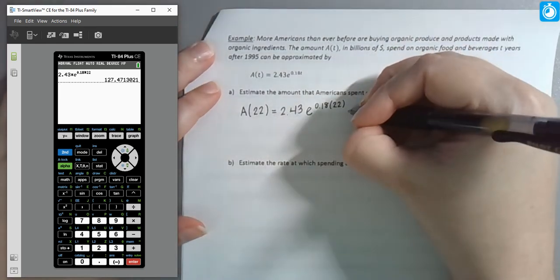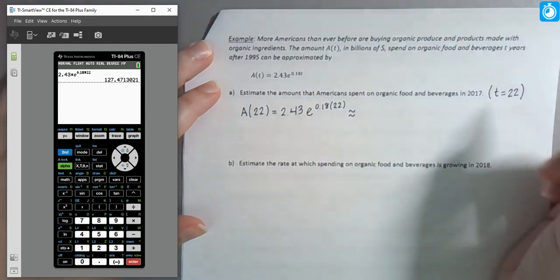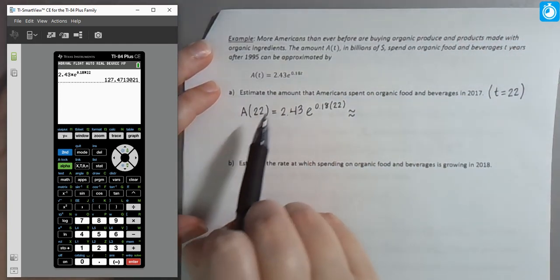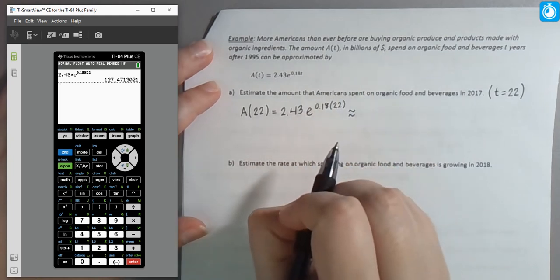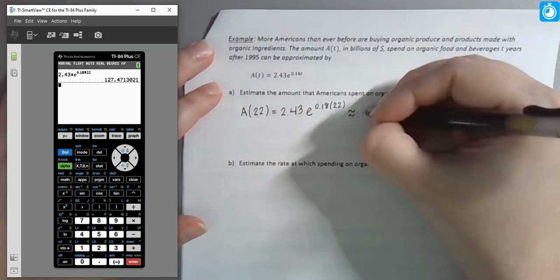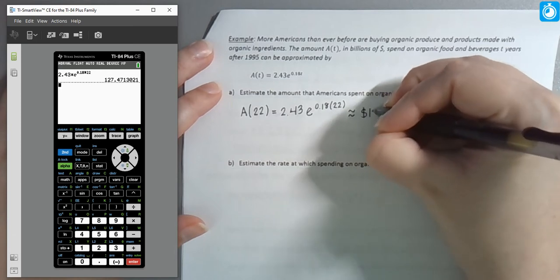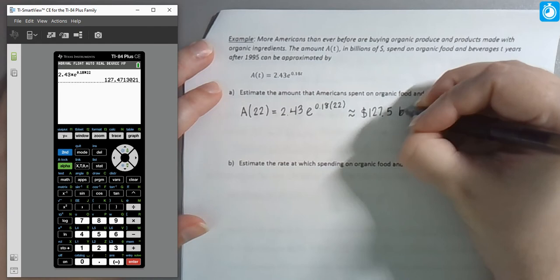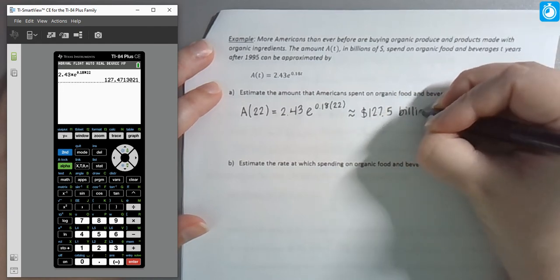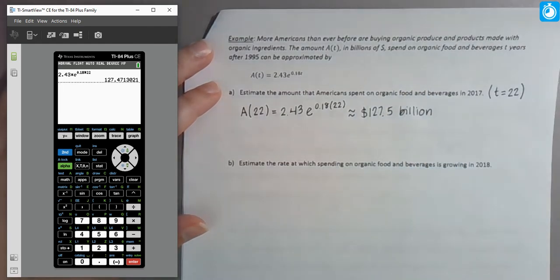So what does this actually mean, though, as an output? Well, remember, when we evaluate our function, A of t is in billions of dollars. So this is in billions of dollars. So we'll say approximately 127.5 billion. There we go, in total.